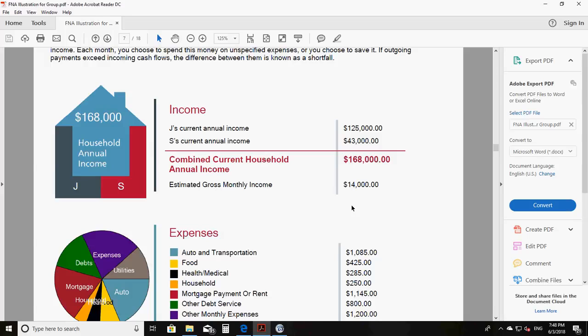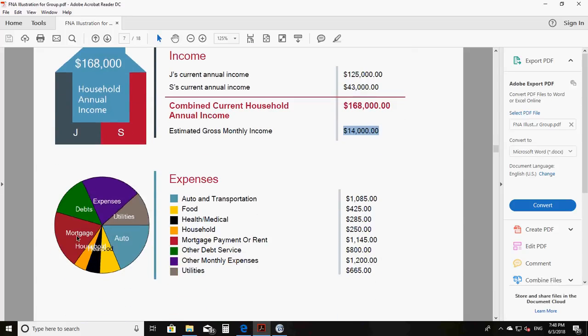So let's take a look at the monthly cash flow for this particular household. It was a split income earning household. The husband made the majority, the lion's share, of the money that came in, but the wife did have annual income as well. So you can see combined $168,000 of annual income, which breaks down to an estimated gross monthly of $14,000.